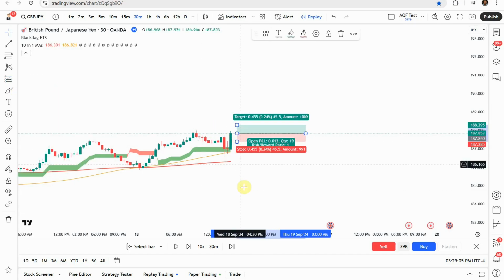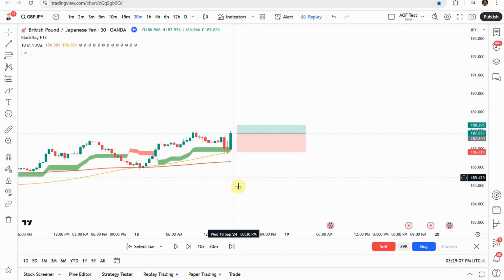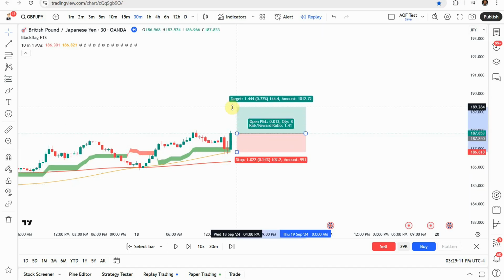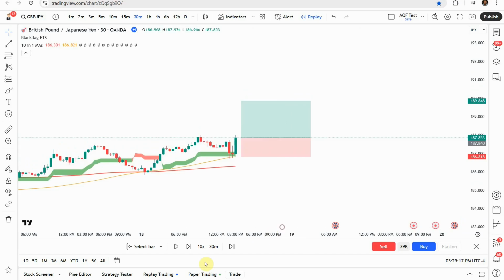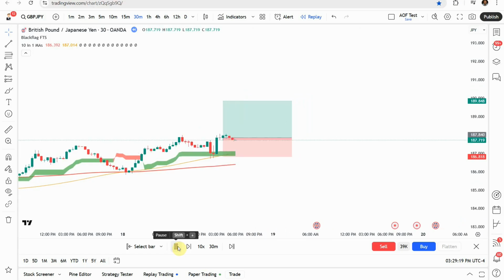We'll put our trade right here. We're going to put our stop at the bottom of the black flag cloud and target the 1 to 2 risk reward just like before. Let's go ahead and play this one forward and see how it plays out.